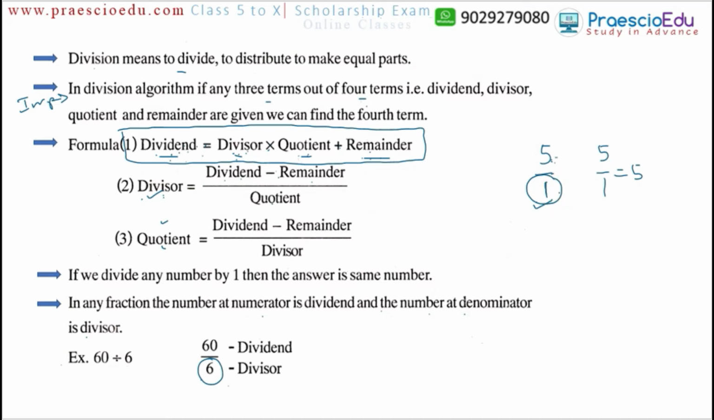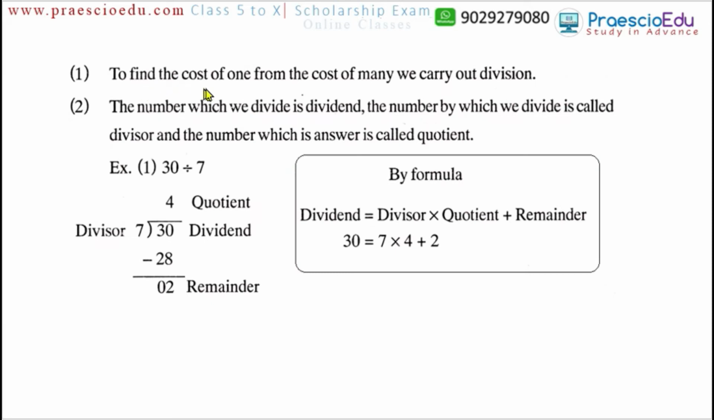So this is very important. Now, to find the cost of one from the cost of many, we carry out the division. Suppose the total cost is known for 10 items, how can we find the cost for one? We simply divide the total by the number of items, which is 10. We will clarify this through examples.